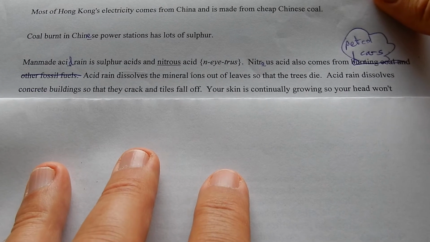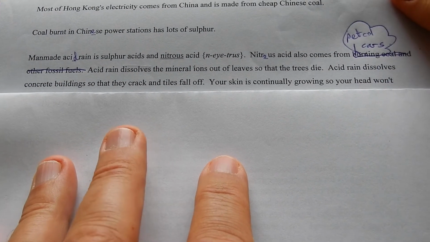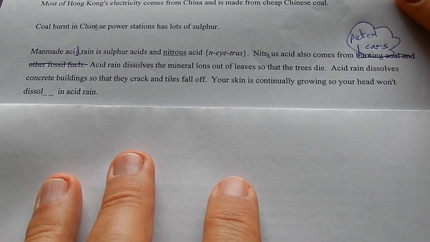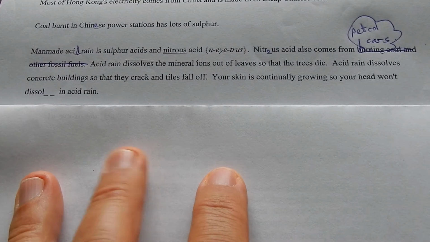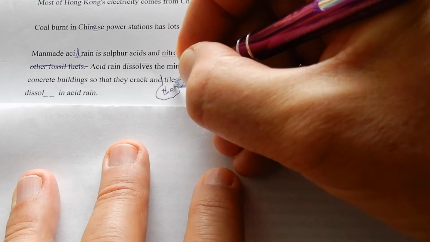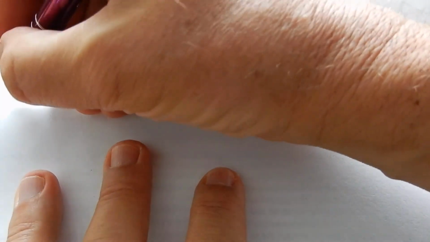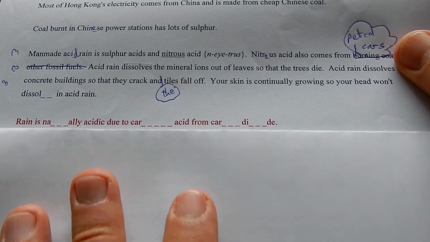Acid rain dissolves the mineral ions out of leaves so that the trees die. Acid rain dissolves concrete buildings so they crack and tiles fall off. Your skin is continually growing, so your head won't dissolve in acid rain.